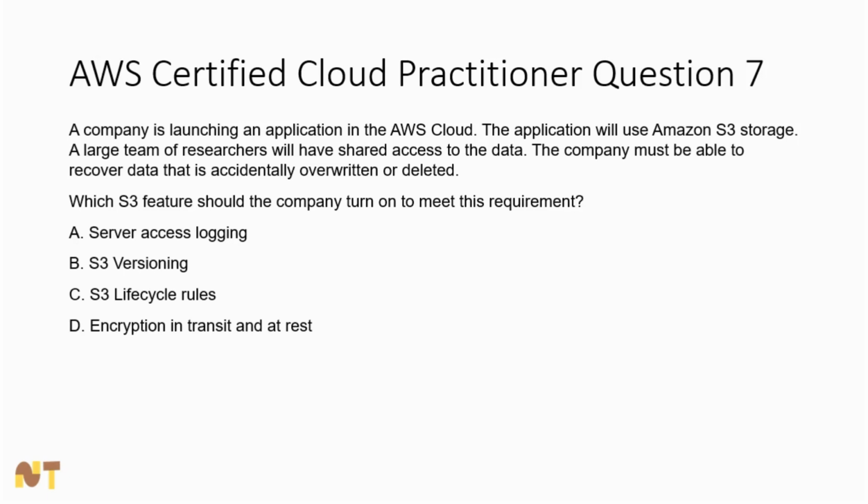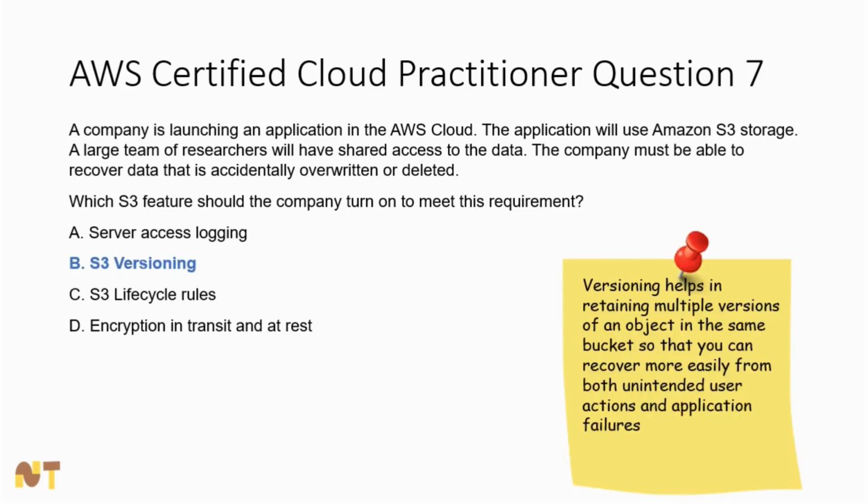The requirement is to recover from accidental deletion or overwriting the data. So the correct answer is option B, that is S3 versioning. You can use S3 versioning features to preserve, retrieve, and restore every version of every object that is stored in your S3 bucket. With versioning, you can recover more easily from both unintended user actions and application failures. So the correct answer is option B, S3 versioning. Moving on to the next question.